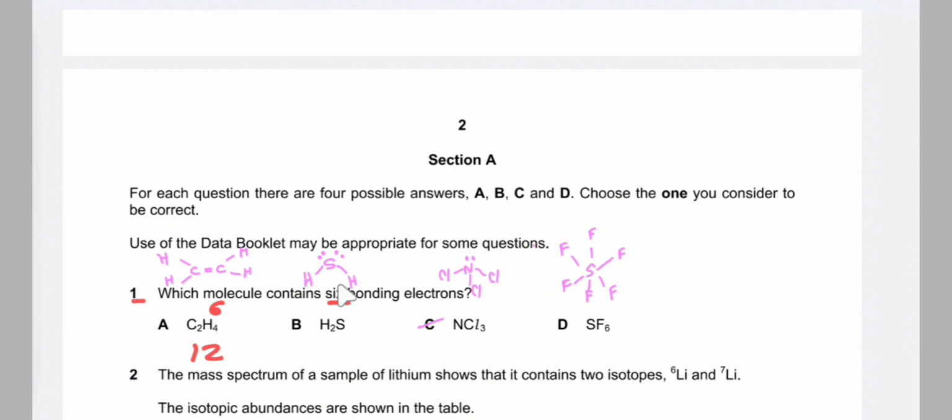Then for SH2, sulfur and hydrogen, we have 2 bonds, that means 4 electrons are being shared. Then NCl3, 1, 2, 3, so 3 bonds, that means 6 electrons are shared, that is 6 bonding electrons, so the answer is C. Then for SF6, 1, 2, 3, 4, 5, 6, so 6 bonds, that means 12 bonding electrons. Since there are 12 bonding electrons, this is wrong. So the correct answer is C.